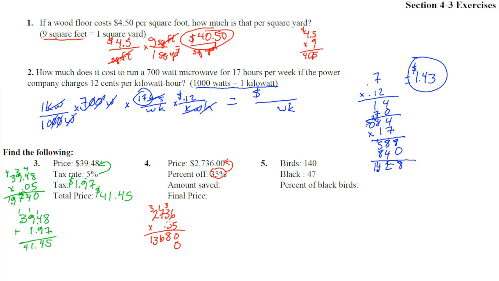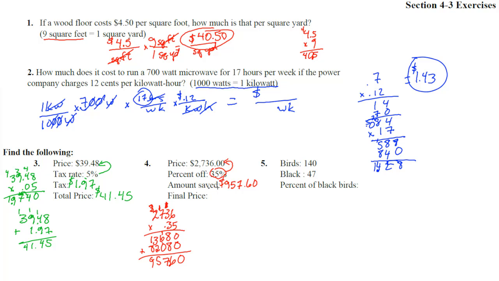Second column here that we're going to go to. 3 times 6 is 18, carry a 1. 3 times 3 is 9, plus 1 is 10, carry the 1. 3 times 7 is 21, plus 1 is 22, carry a 2. 3 times 2 is 6, plus 2 is 8. And let me see, 0 plus 0 is 0, 8 plus 8 is 16, 1 plus 6 is 7, 3 plus 2 is 5, 1 plus 8 is 9. And 2 decimal places right there. So the amount saved is $957.60.